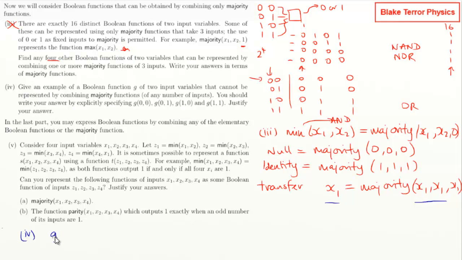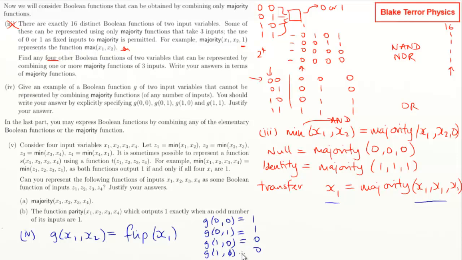So say we had our g of x1, x2 was going to be equal to flip of x1. So that is what our function is. We pass these 2 inputs into g, but g is only dealing with x1 and is going to return whatever the flip is. So we need g of 0,0, g of 0,1, g of 1,0, and g of 1,1 to give 1, 1, 0, 0. It's flipping our first input.